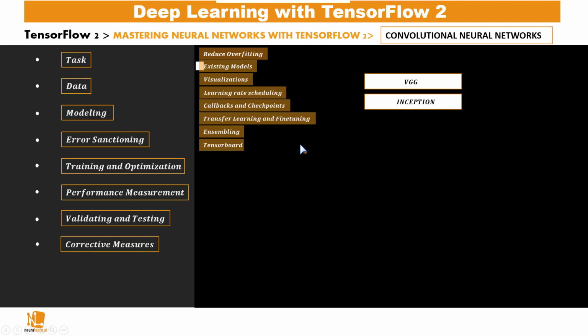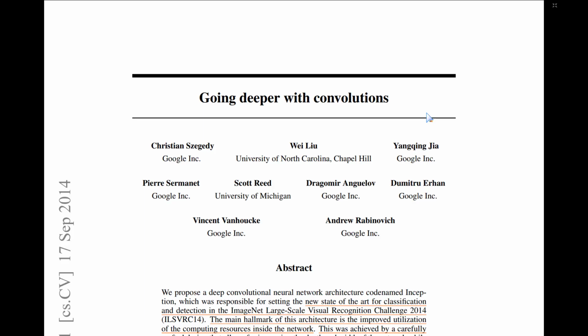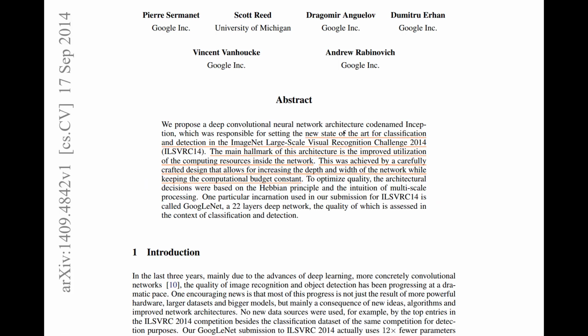Next ConvNet based model we shall be discussing is the Inception model. The first version of the InceptionNet was developed in this paper entitled Going Deeper with Convolutions by Szegedy et al. The Inception model was a new state of the art for classification and detection in the ImageNet challenge.